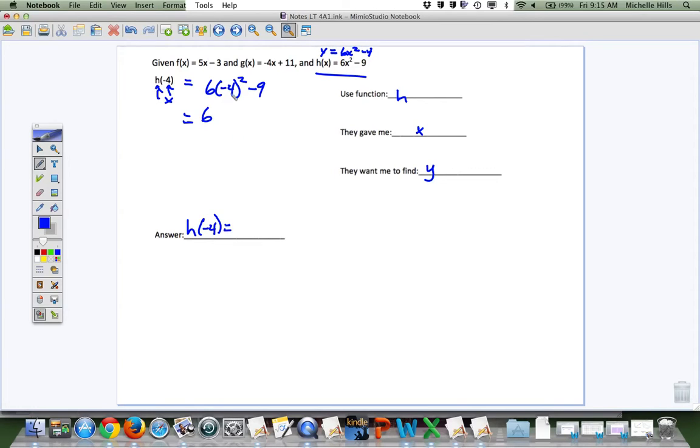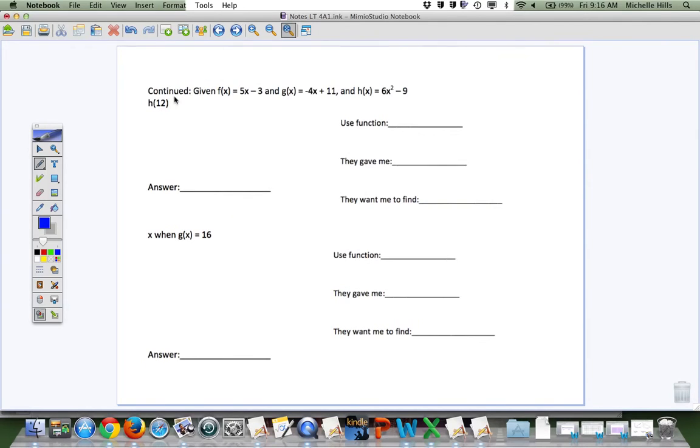If I'm going to do this the long way, negative 4 times itself is positive 16. 6 times 16 is 96, because I would do the order of operations: exponents before multiplication and division, before addition and subtraction. And then 96 minus 9 is 87. So if I go to function h, I substitute negative 4 in for the x, I get an answer of 87.